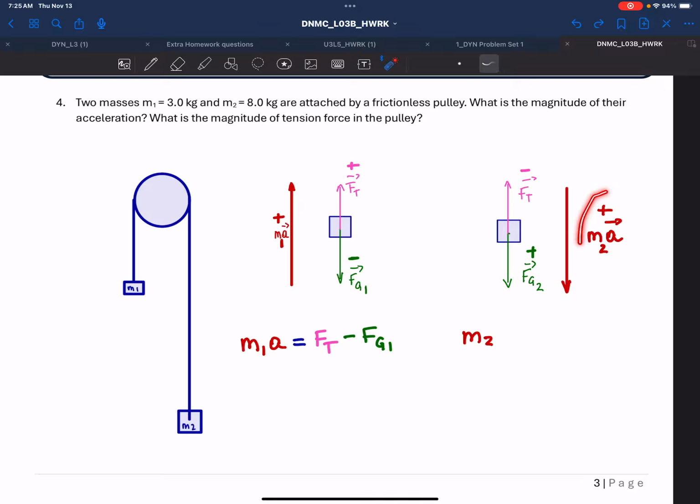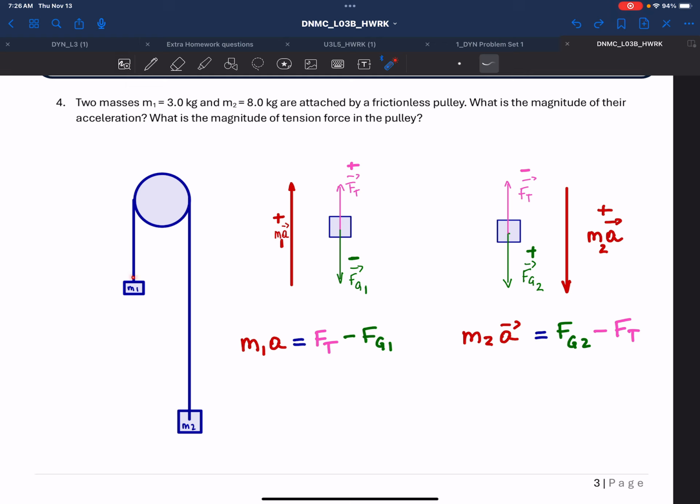So we're going to have M2A, which is the net force that brings the object down, equal to the sum of these two forces. So M2A would be equal to Fg2, which we considered as positive, and minus Ft. So now that we have the two equations, we can easily solve for both acceleration and tension.